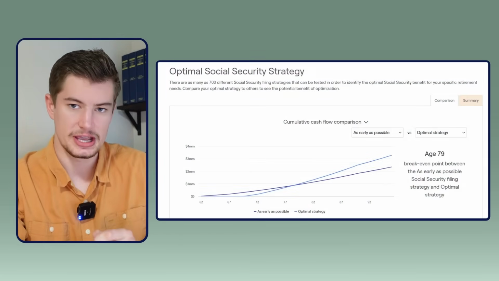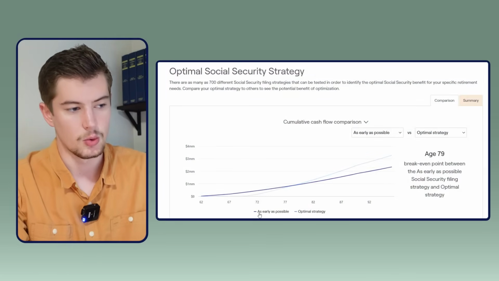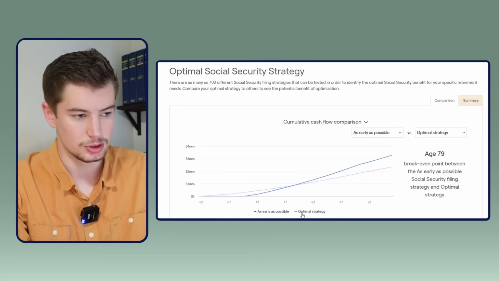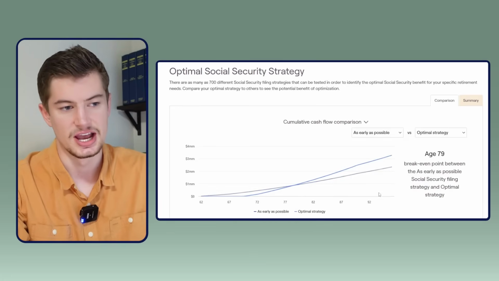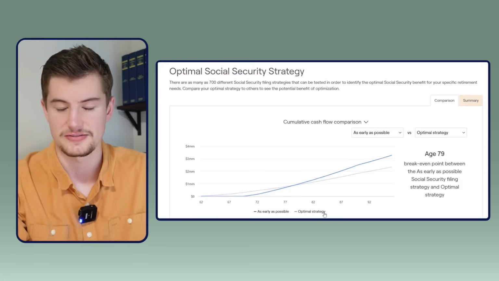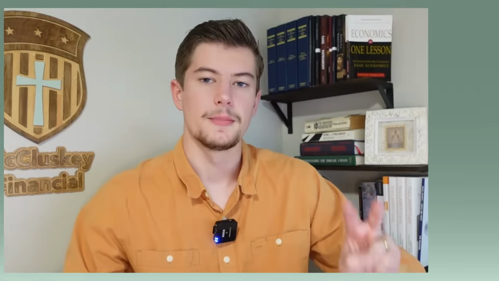First, almost every calculator online and even professional software looks something like this. We have comparing as early as possible, the dark blue line there, to the light blue line there, which is the optimal strategy. The break-even age almost every single time is going to be between 78 and 81, and the optimal strategy almost every single time is going to tell you to delay all the way to 70. But there's two massive problems with this math, and understanding these could literally save you hundreds of thousands of dollars in retirement. So let's go through these together.